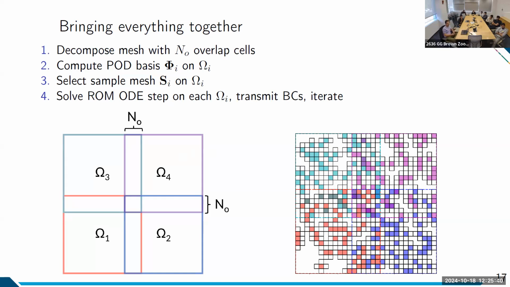And so on the right is a rough idea of what this might look like for a hyper-reduced ROM, where in each of your subdomains, differentiated by different colors, you have a sample mesh, and then just ensuring that you have the solution necessary in neighboring subdomains to transmit those boundary conditions.